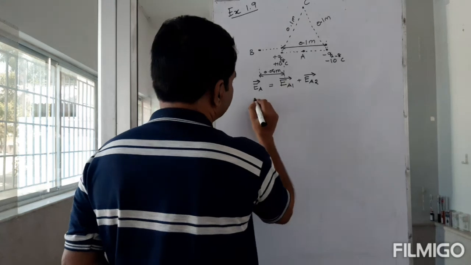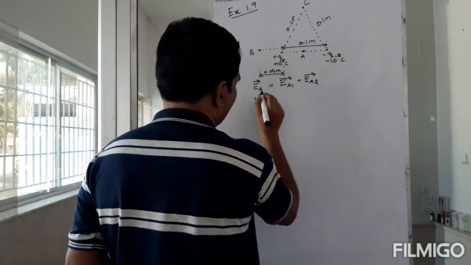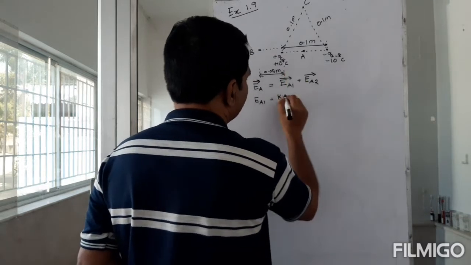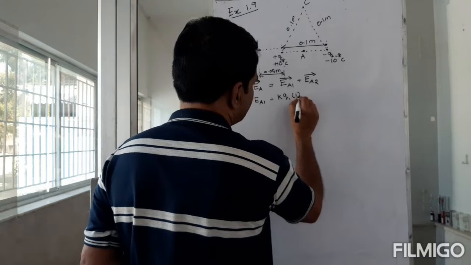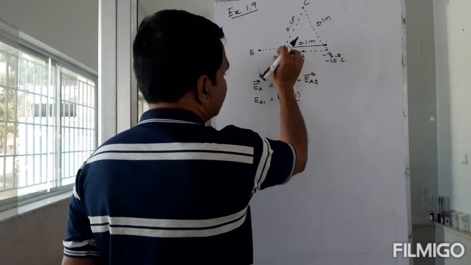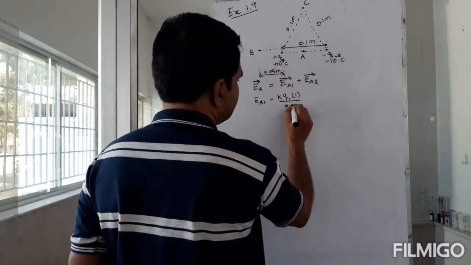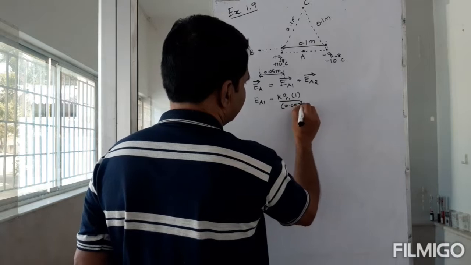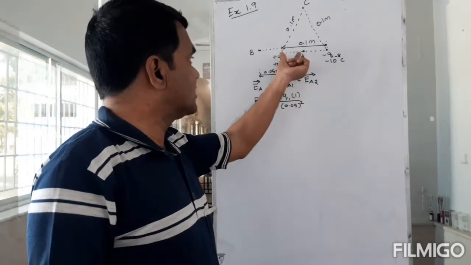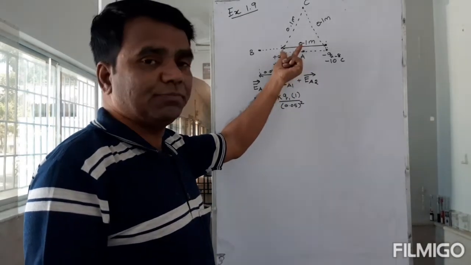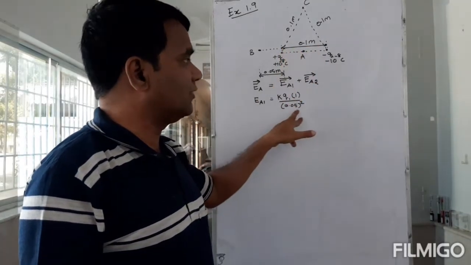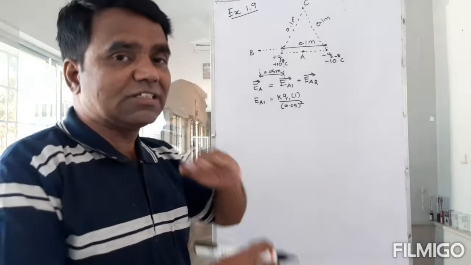Now, what is EA1? EA1 is going to be equal to K, then Q1 into the unit positive test charge 1, divided by the distance between the unit positive test charge and Q1. So that is 0.05 square. Yes, that's the distance between this point and this charge. Because the whole distance is 0.1 meter, so half of it is 0.05 meters, squared. So that's the magnitude.